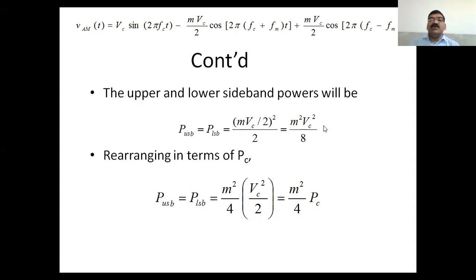If I consider both sidebands, then it is M square VC square by 8 plus M square VC square by 8. So for both the sidebands, it becomes M square by 4 and VC square by 2. This VC square by 2 is nothing but the PC. So this is M square by 4 into PC, where PC is the power in the carrier. Generally this is available, so in terms of PC, the sideband power can be calculated in this way.